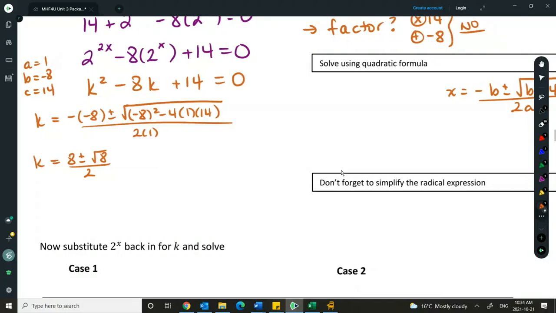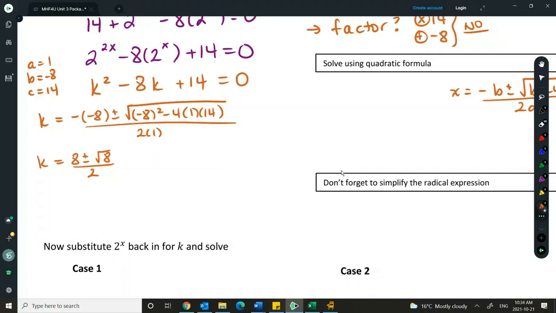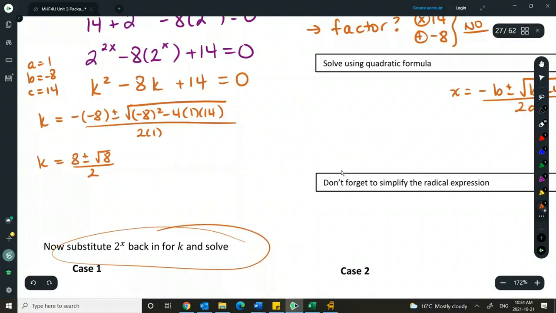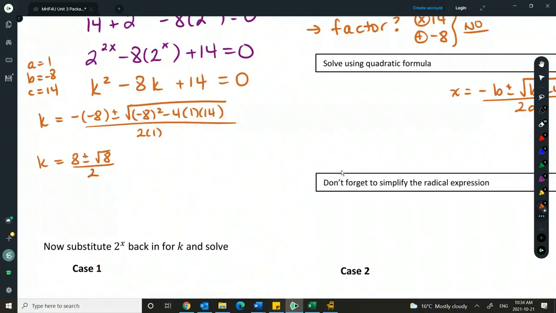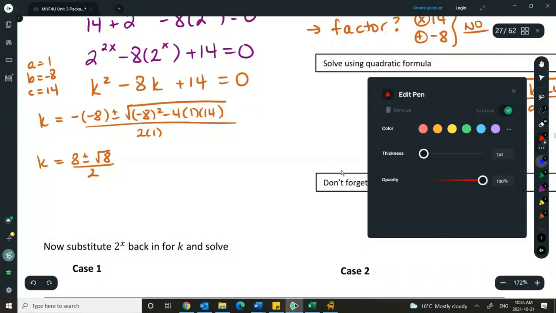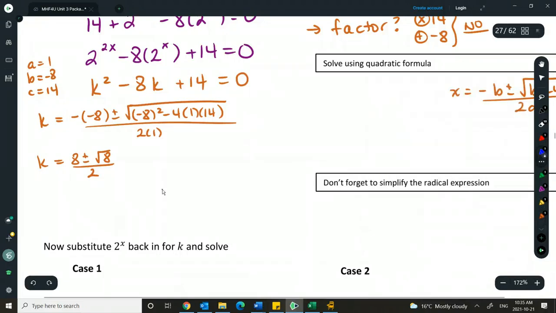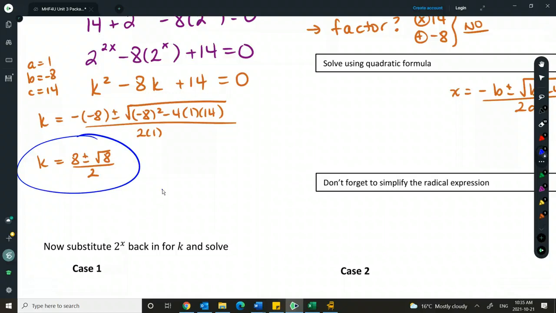And I would like to leave this in exact form until we are able to solve back into the let statement and actually solve for the actual x value here. So these are just k values right now. So we're going to do a reminder of grade 11 stuff. We worked in grade 11 to simplify expressions like this as much as possible using radicals and perfect squares and all of that good stuff.